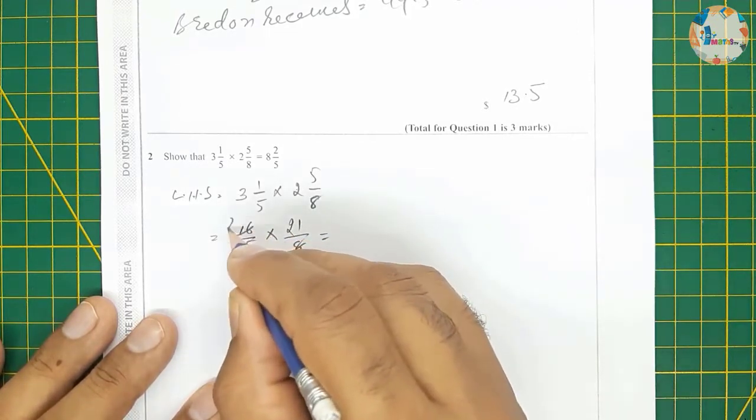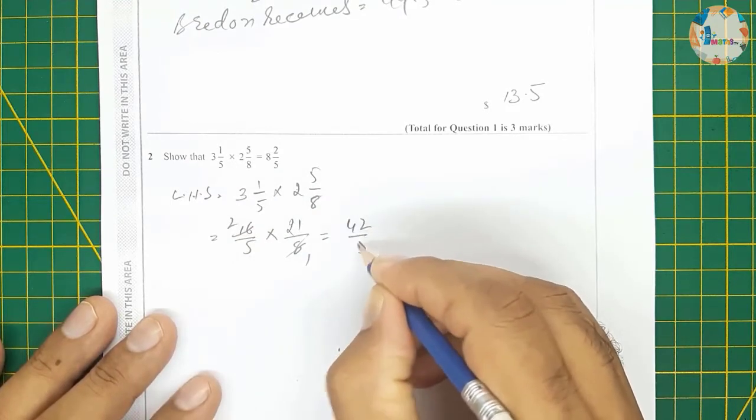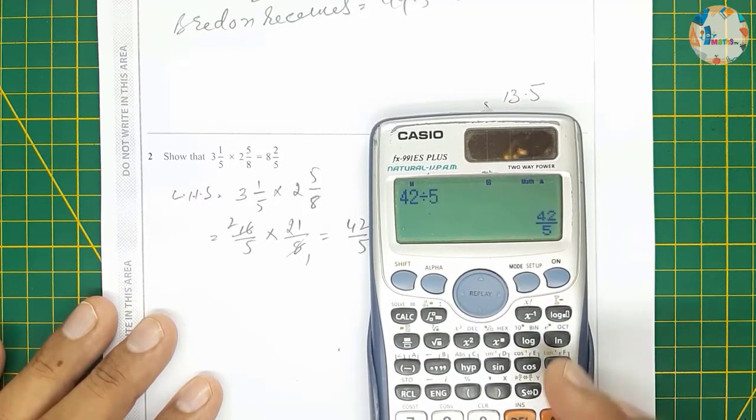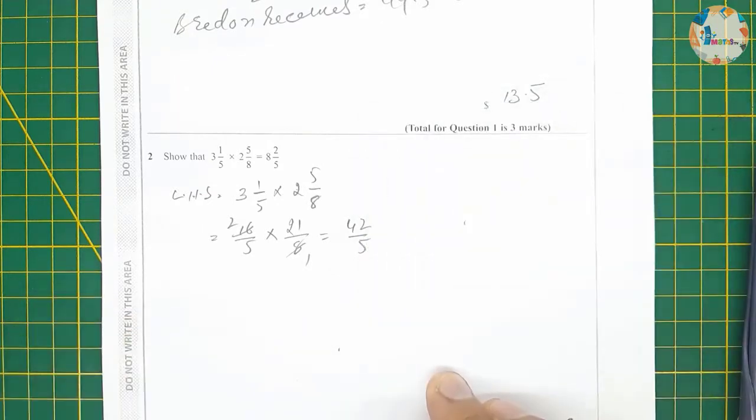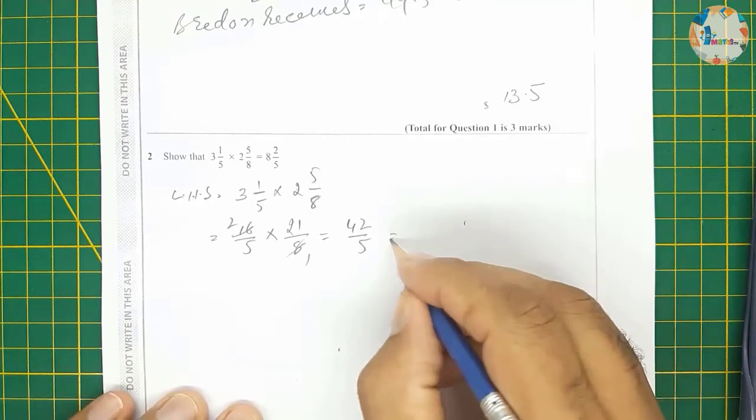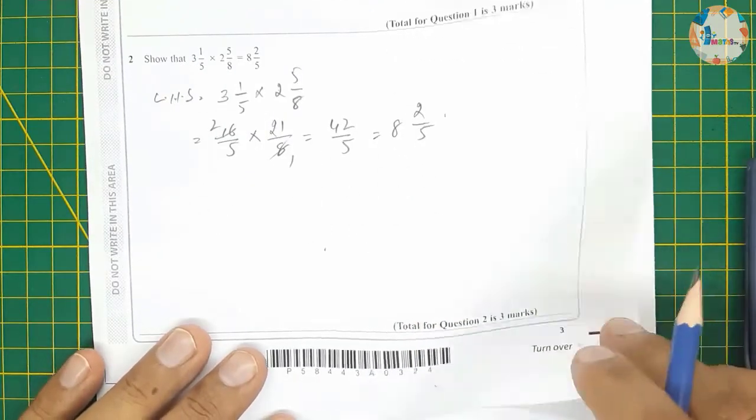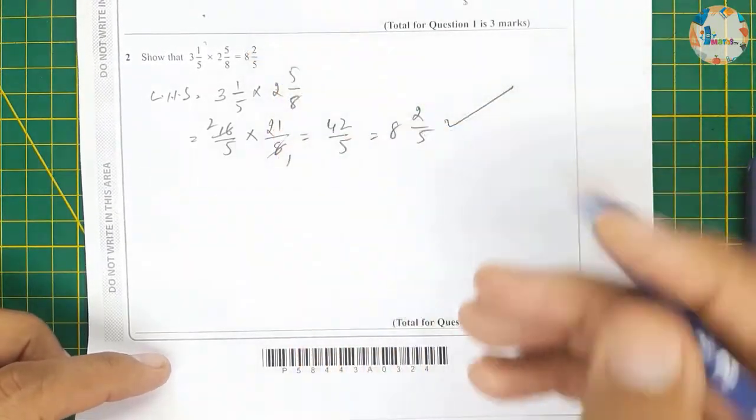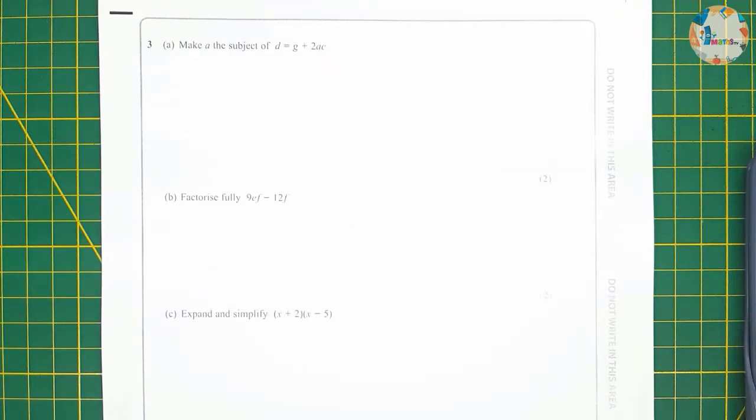Now we can simplify. 8 1s are 8, 8 2s are 16. So this will be 42 over 5, and 42 over 5 we can divide. 42 divided by 5 will be 8 whole 2 by 5. So our answer will be 8 whole 2 by 5, which we can write. This is what we have to basically prove, that this is equal to 8 whole 2 by 5.